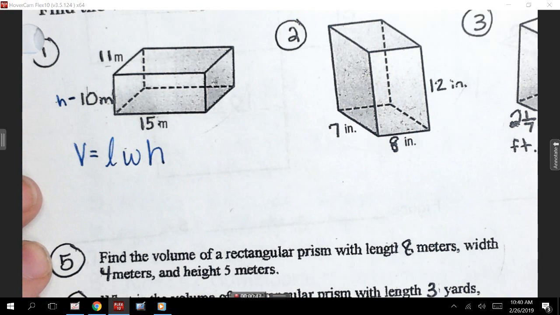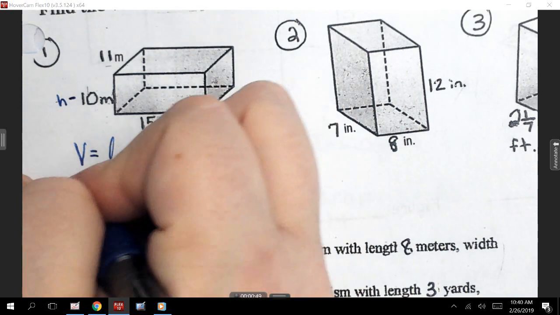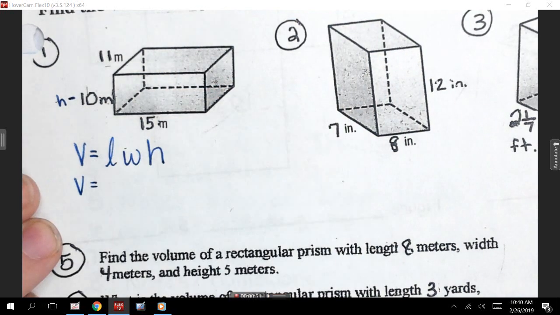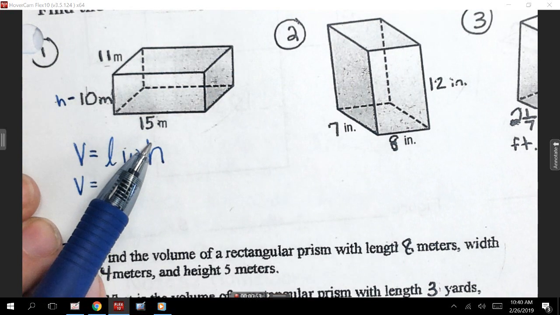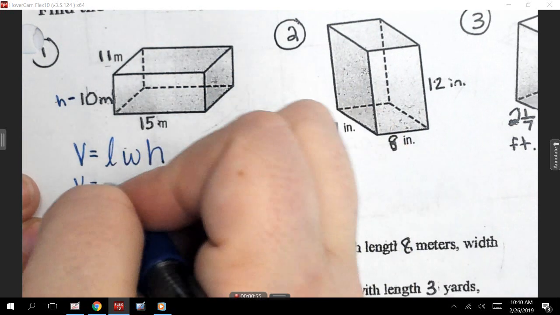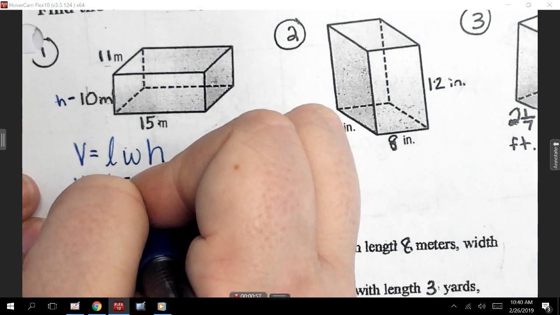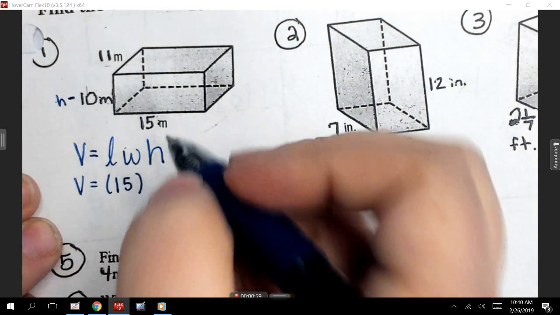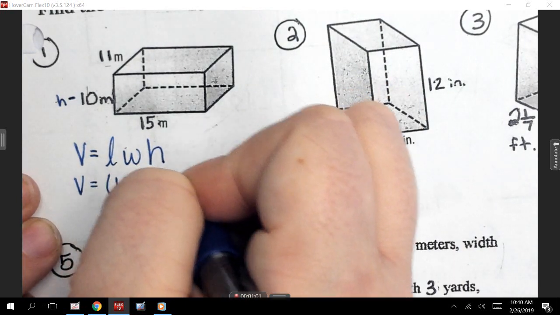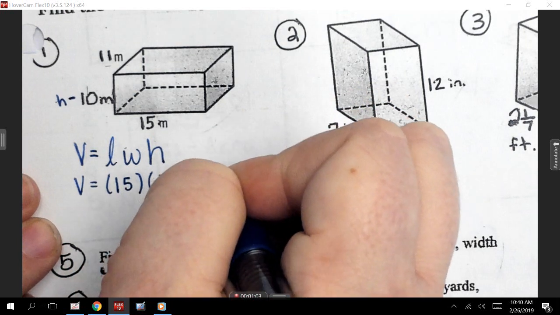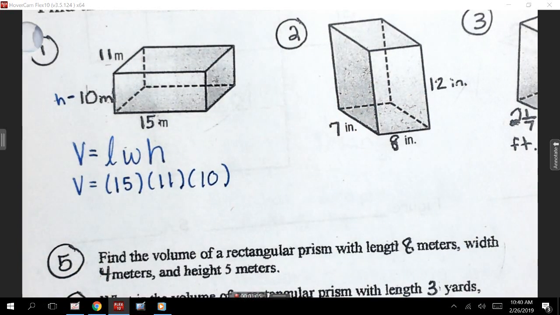Now once I pick the height, does it matter what the other ones are? No. So I'm going to say V equals, I'm just going to let my length be 15. Are y'all okay with that? Okay. So if my length is 15, what does my width have to be? 11. And then what did we say our height was already? 10. So I did 15 times 11 times 10. Are we okay with that?